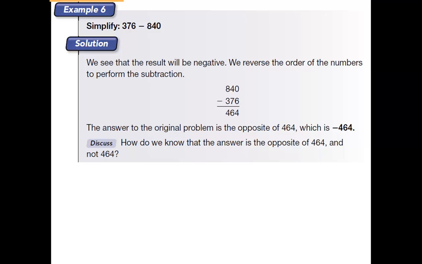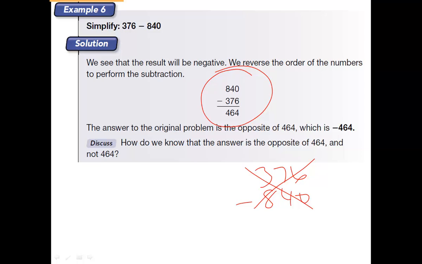We see that the result will be negative. We reverse the order of the numbers to perform the subtraction. So we put the 840 on top only because it's easier to subtract than if we were to do 376 minus 840. That's really difficult to do, so we don't do that. We reverse it like this and subtract 376 from 840, but it's not a positive 464.